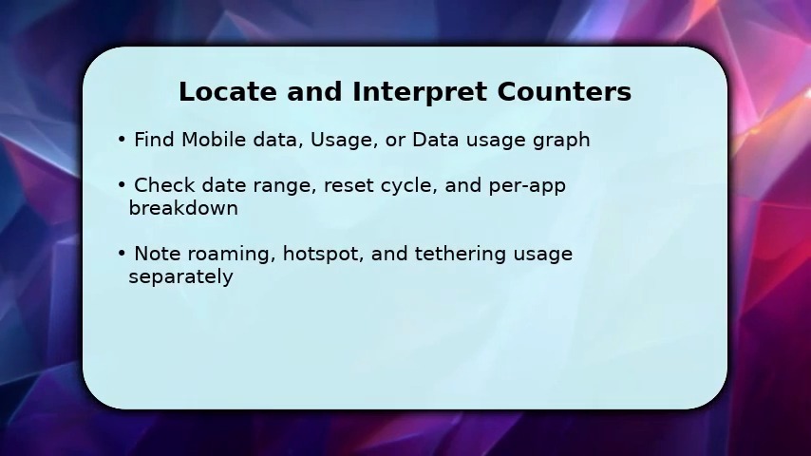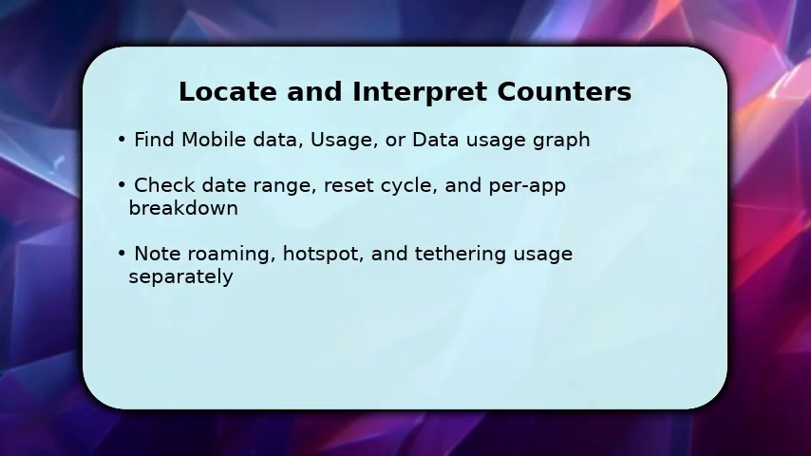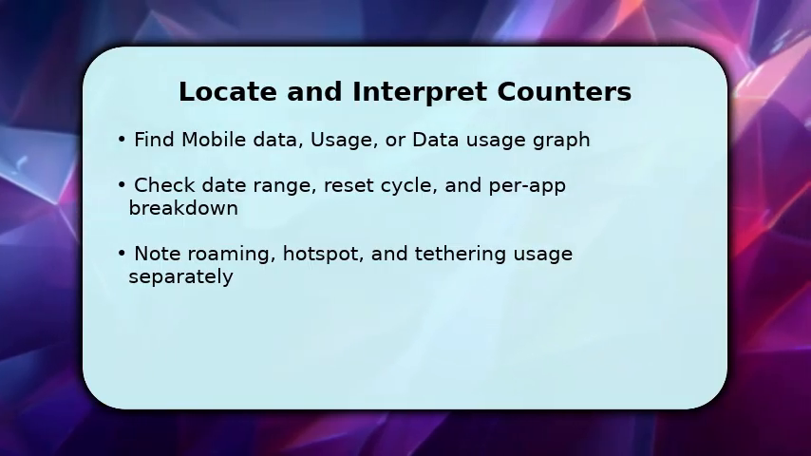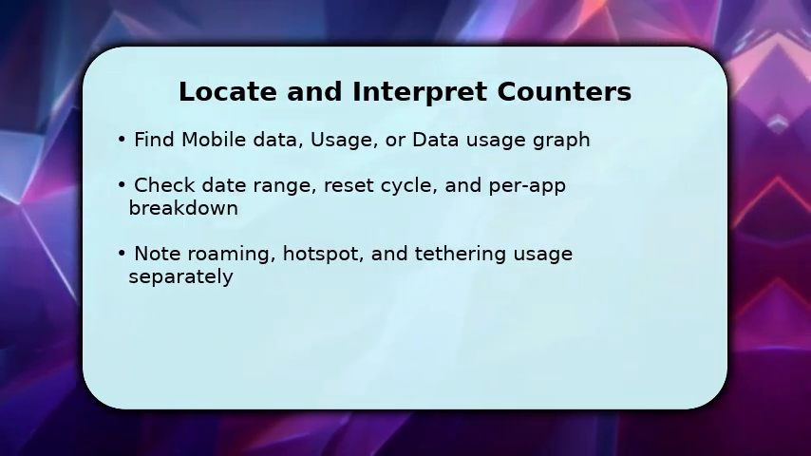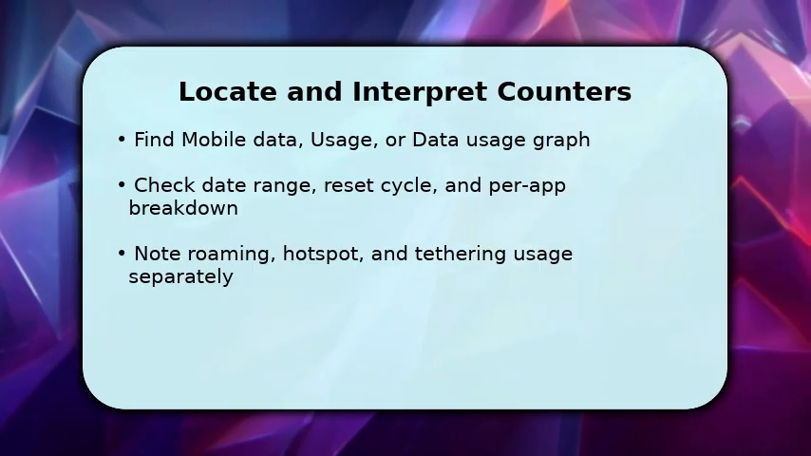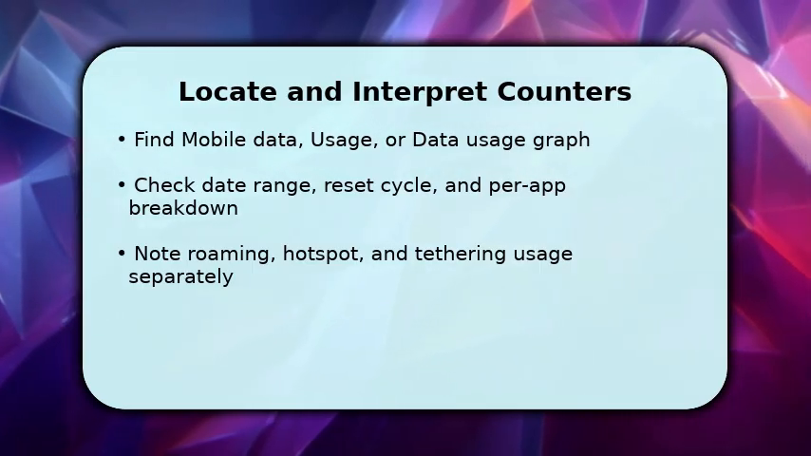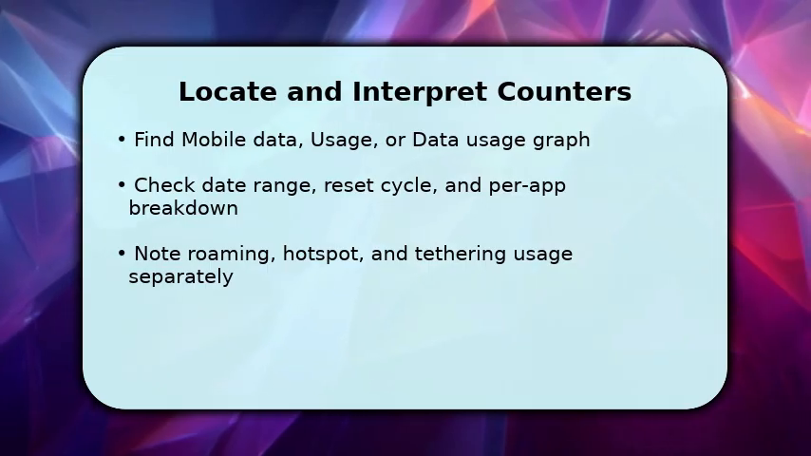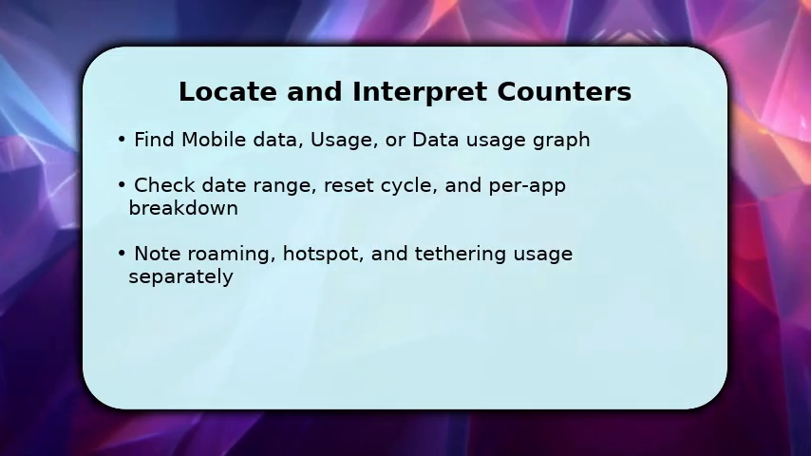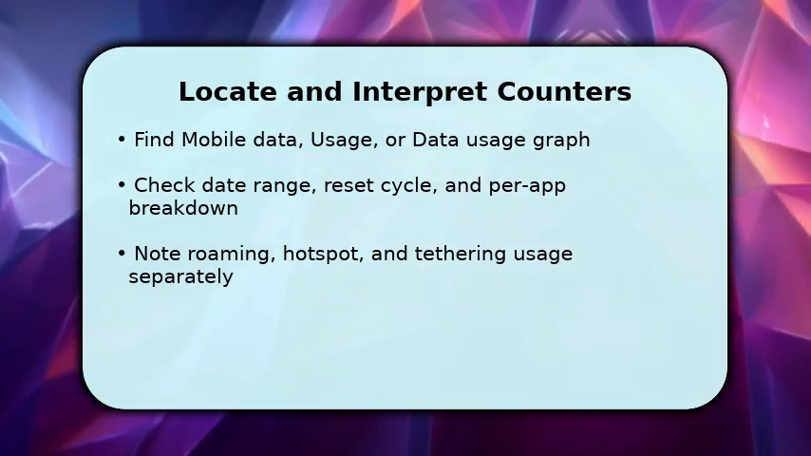Once you've opened the right screen, locate the data counters and the graph. Look at the active date range and the reset cycle. Carriers often bill monthly, so adjust the range to match your billing period. Then inspect per app breakdowns to see heavy users. Make sure to expand sections for roaming, hotspot, and tethering because they can inflate totals.